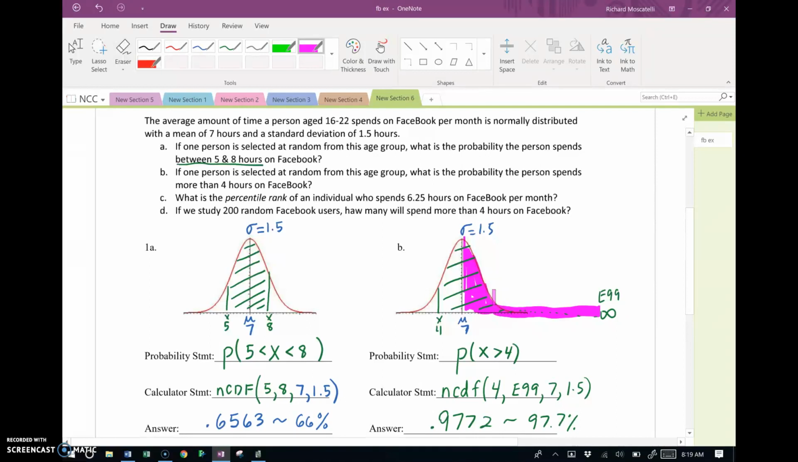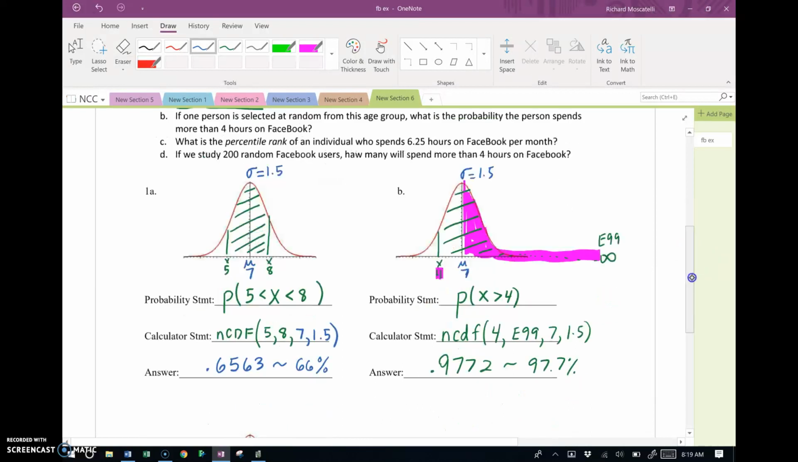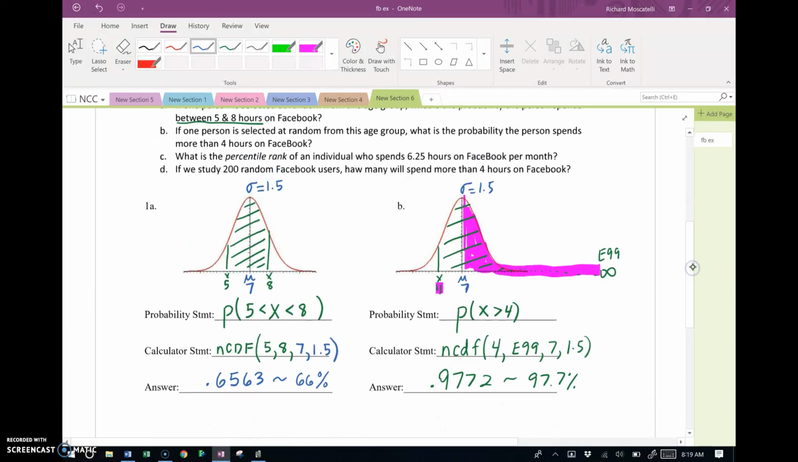And I'm not even doing the question justice. This 4 right here probably should be drawn a little bit to the left, as you can see. But, again, it's just a visual, don't forget. All right, so there's our probability. So let's give a look at letter C. What is the percentile rank of an individual who spends 6.25 hours?